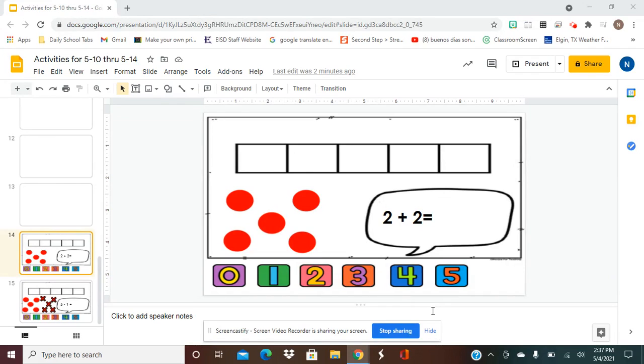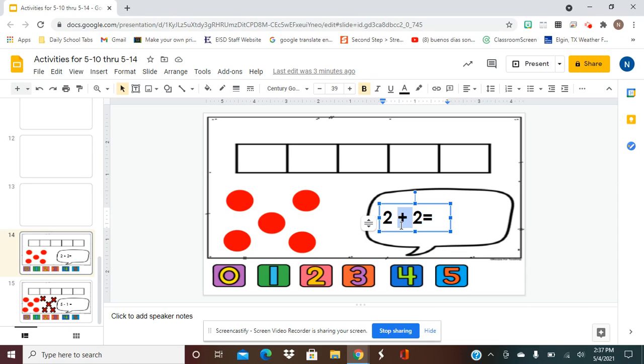Okay, so today's activity is going to be like the one we did yesterday. We're going to have two problems and we're going to decide if we're going to be adding or if we're going to be subtracting. Okay, and the number sentence is going to let us know. We're going to look at that sign and that sign is going to give us a clue. So for this one right here, what symbol is this? Is this the plus symbol or the plus sign, or is it the minus sign?